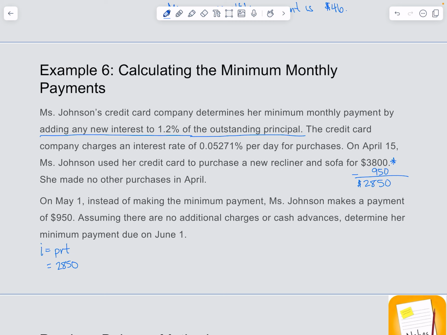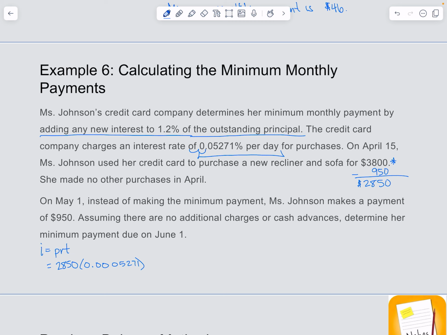The rate, where did it go? Here it is, per day. We'll move the decimal twice. So we'll have 0.0003 5271. Sometimes when I count all the zeros, I get kind of cross-eyed. So be very careful on how many zeros you got there.